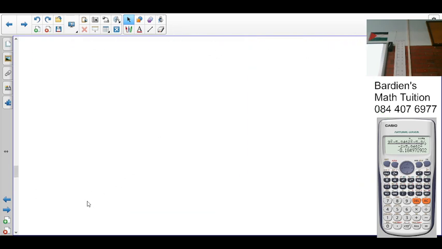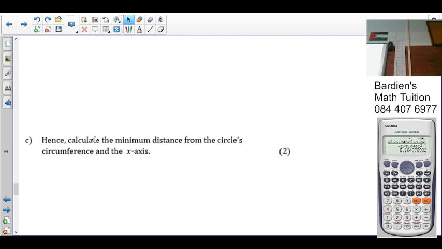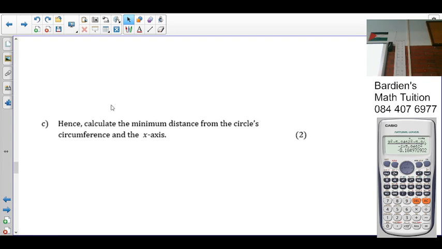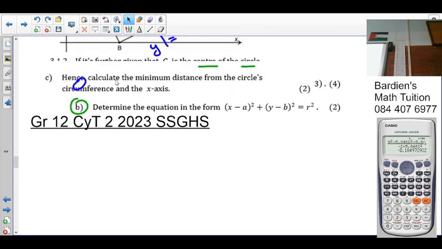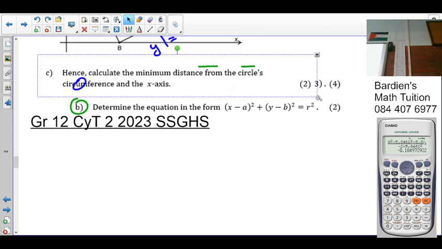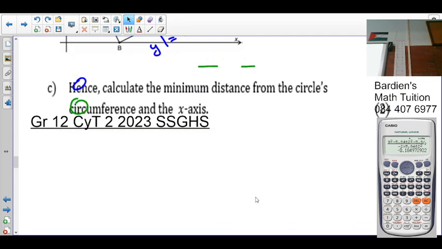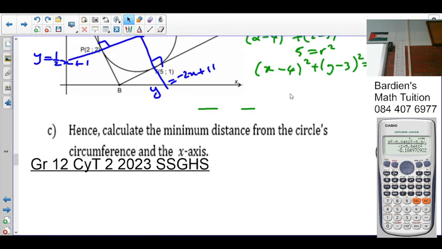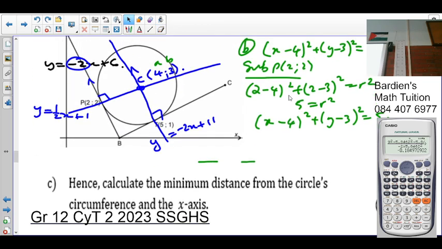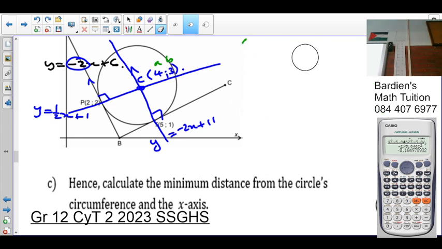Then the last question pertaining to this circle says: hence calculate the minimum distance from the circle's circumference to the x-axis.